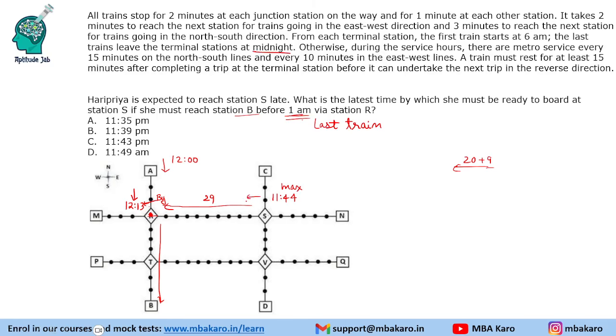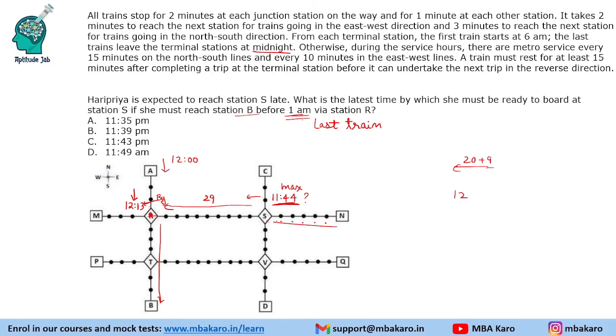But we also need to check whether a train is available at 11:44 or not. If an earlier train is available, she'll have to catch that, because if the train is available after 11:44, she may not be able to reach by 12:13. So let us find out the time at which a train will be available at station S. So we have 2, 4, 6, 8, 10, 12, 12 minutes plus.